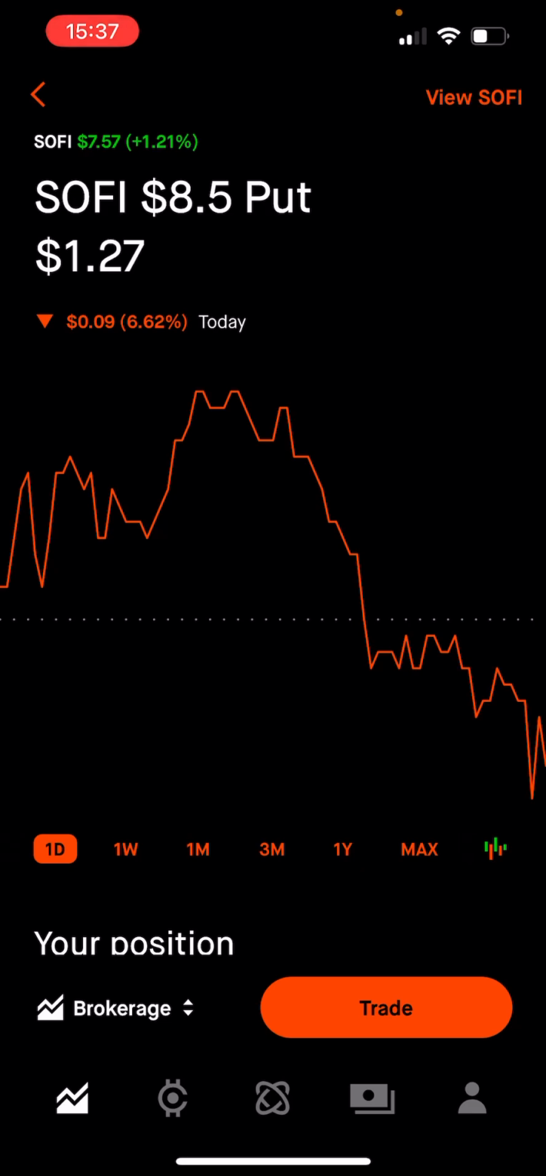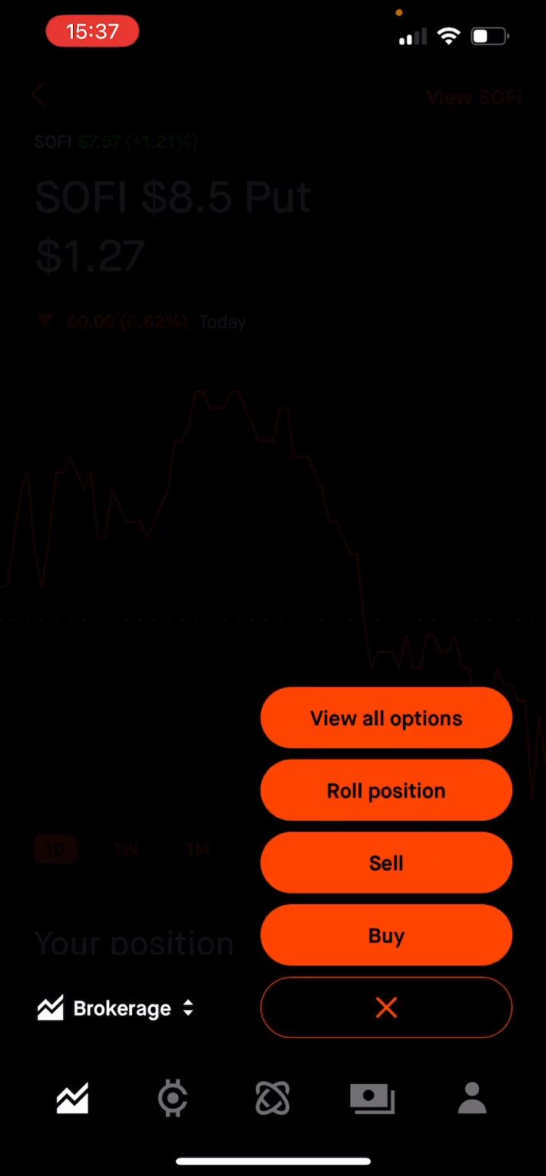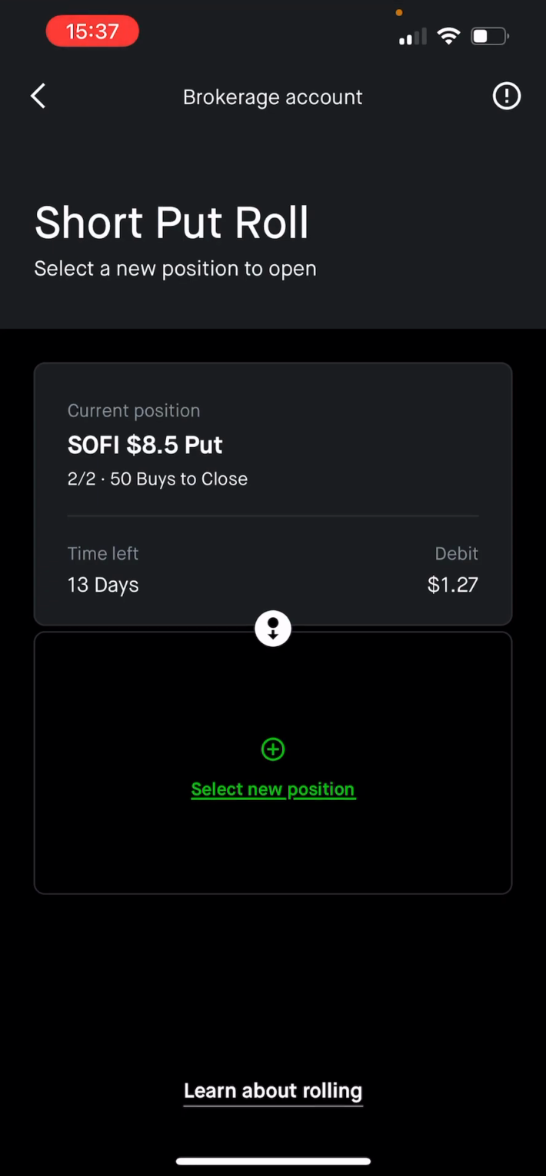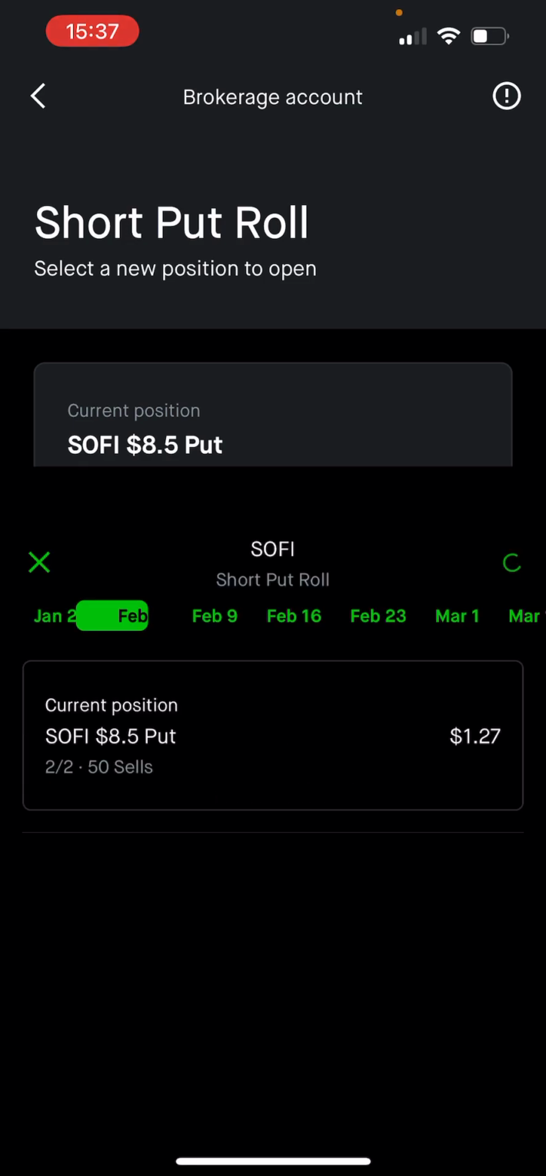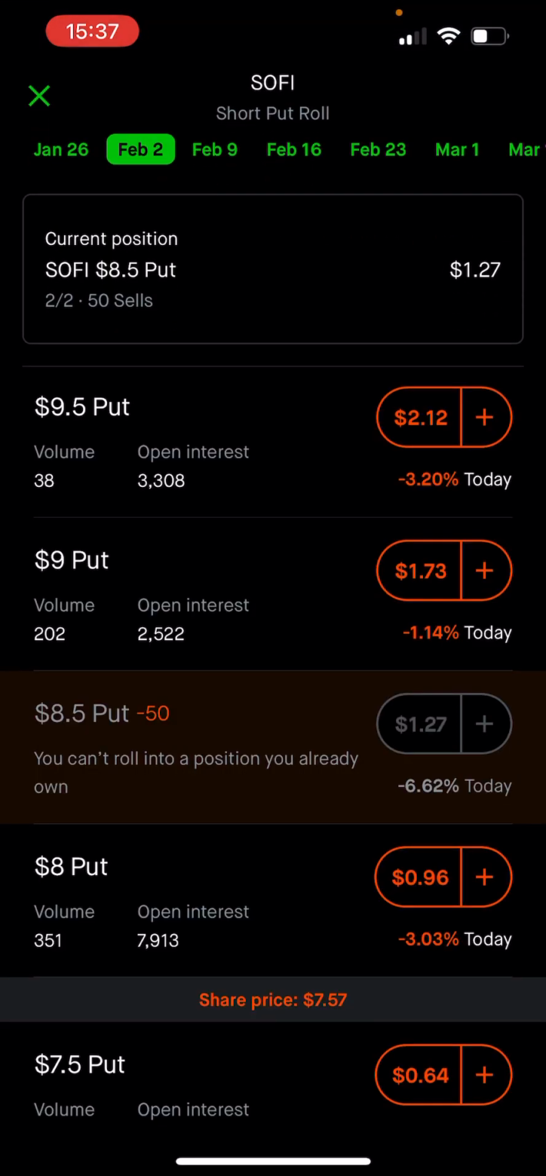And if that were the case, you could always roll your trade. So to roll the trade, you're going to click trade and roll position. Roll just means that you're going to basically close a position and you're going to reopen a new position. So if I wanted to roll this, if let's say this only had like 2 cents of extrinsic value on it, I would select a new position. So it's going to charge me $1.27. And I would want to look for something that was going to pay me more than $1.27.